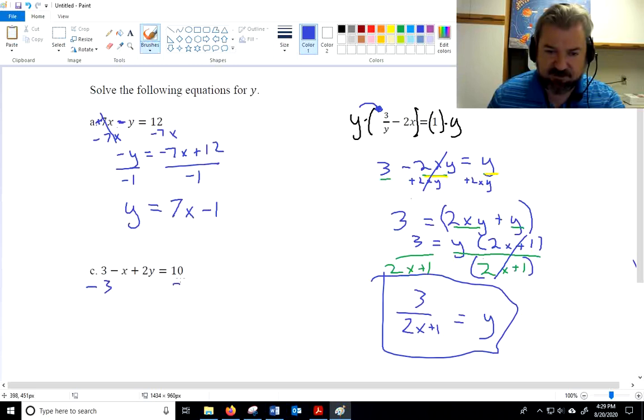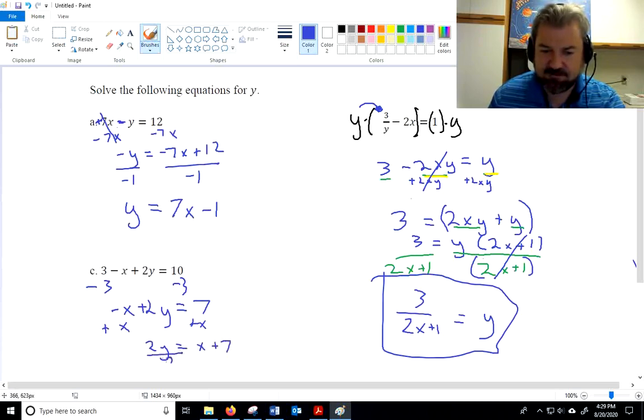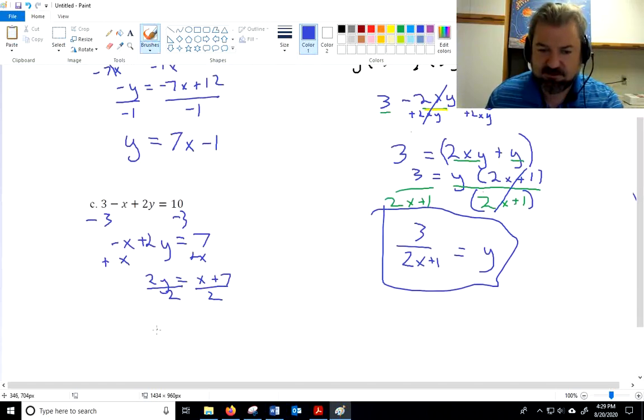Hopefully we get a little bit of a break after that brain teaser, right? Okay, I'm subtracting 3 from each side. 10 minus 3 is 7. Let's add x to each side. And I have 2y is equal to x plus 7. I'll divide both sides by 2. Give myself a little bit more room here. And I get y is equal to x plus 7 all over 2.